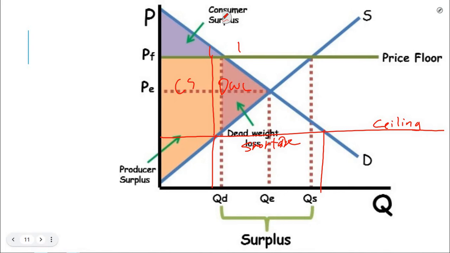So price floor at the top, preventing prices from falling, price ceiling at the bottom, preventing prices from rising, both of them leading to deadweight loss and either increasing producer surplus or consumer surplus, depending on if it's a price floor or price ceiling.